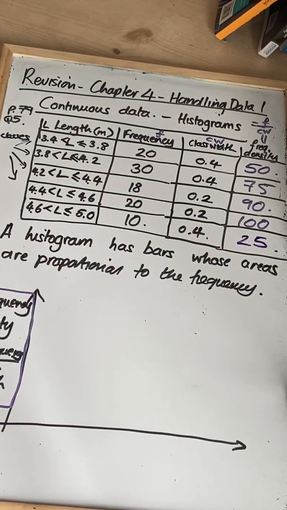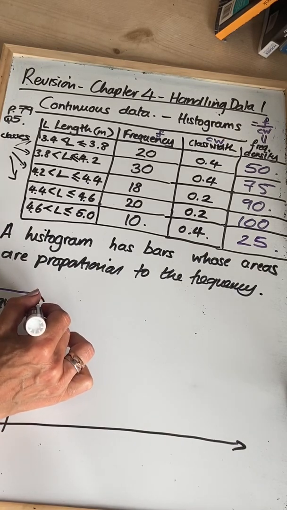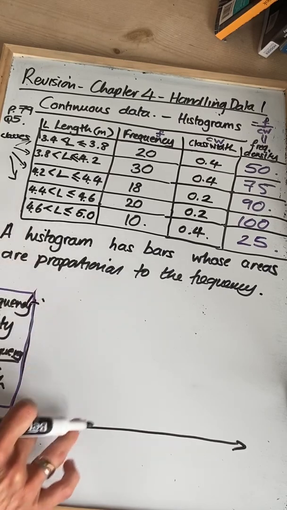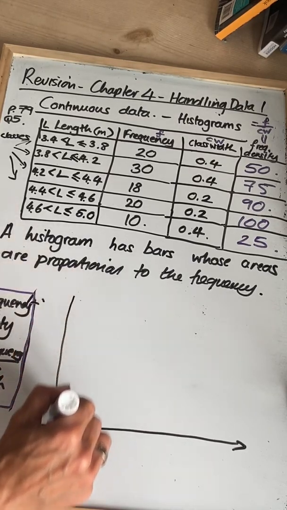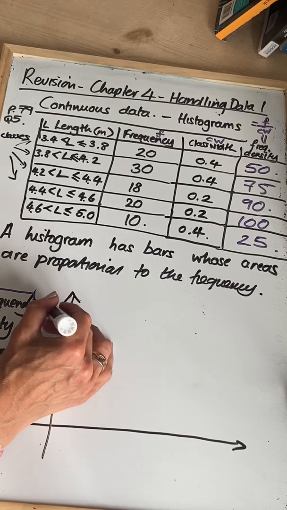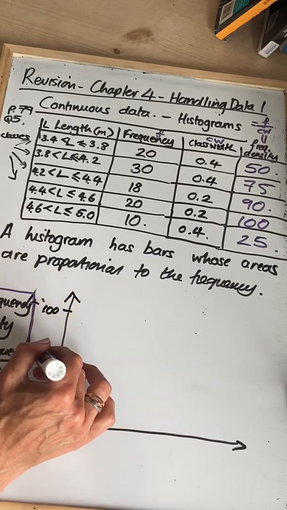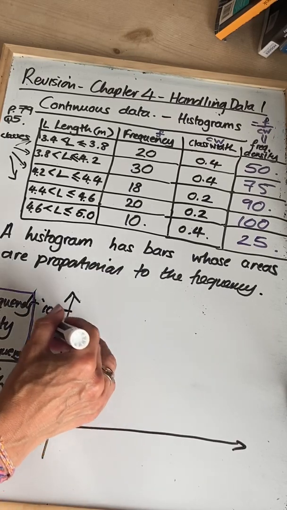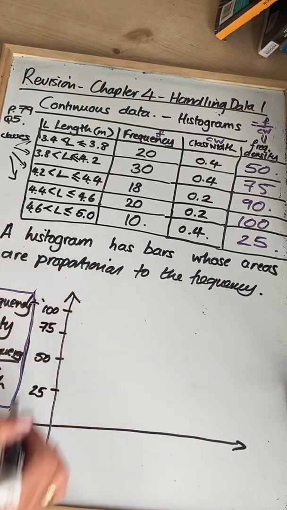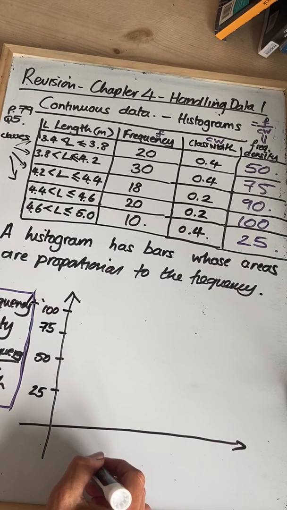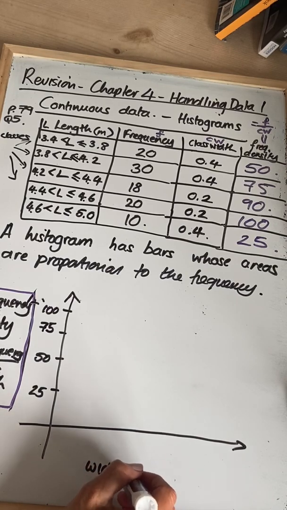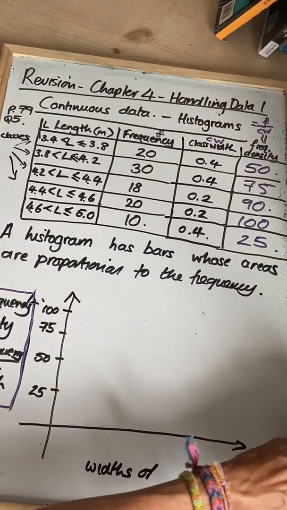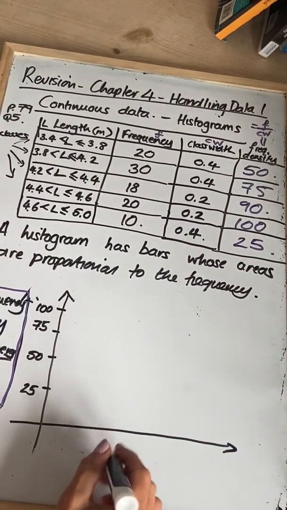So what I'm going to plot on my histogram, frequency densities are going to go up the y-axis. I'm just going to move this whole axis along a bit, make it here so you can see it a bit more clearly. So that's going to go, I've got 100 there, I'll put 50 halfway, and I'll go for a 25 around there and a 75 around there. So this is my frequency density, and these are my lengths of cards.